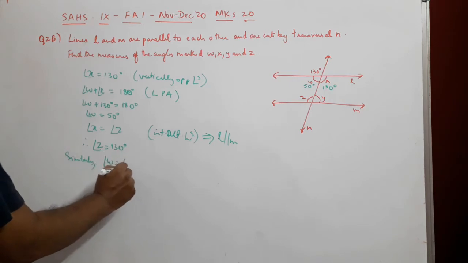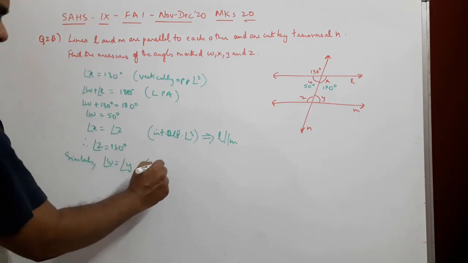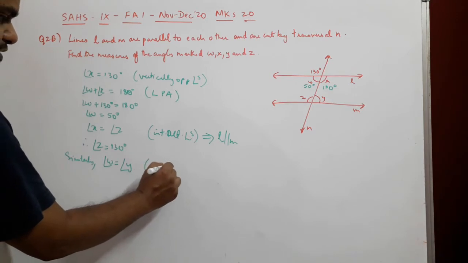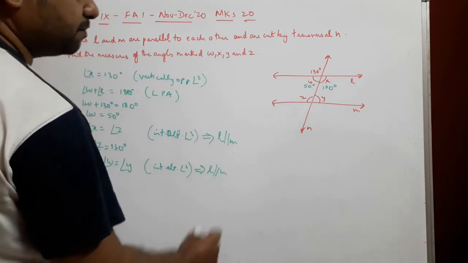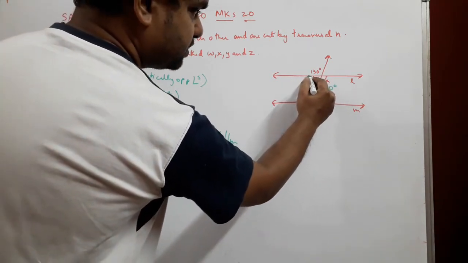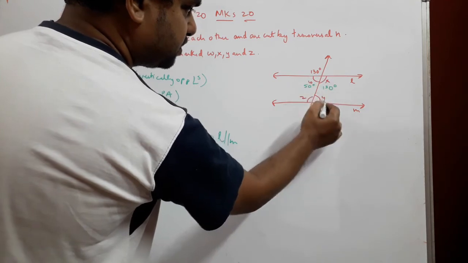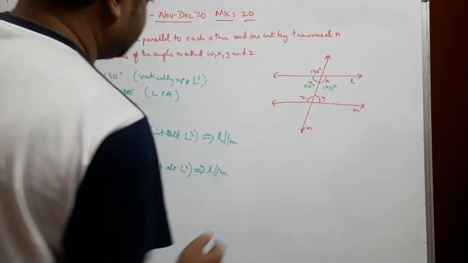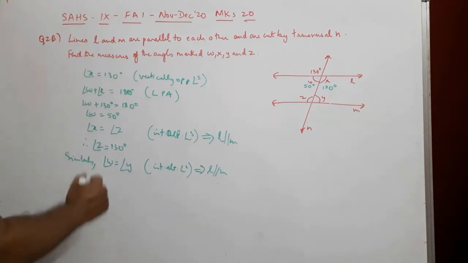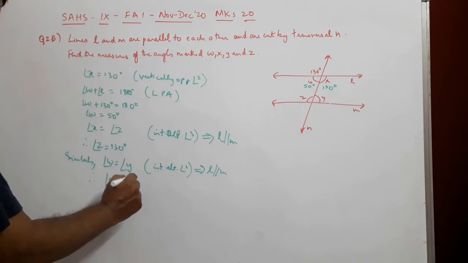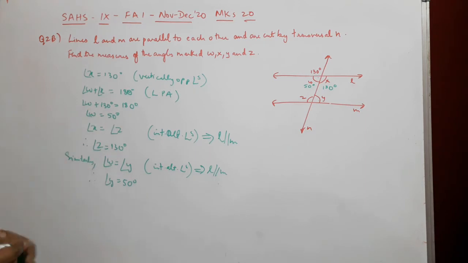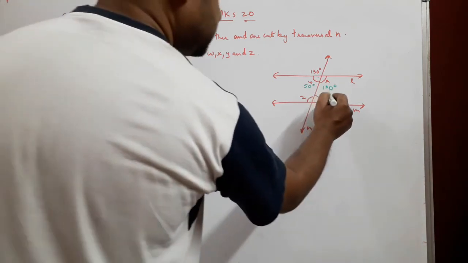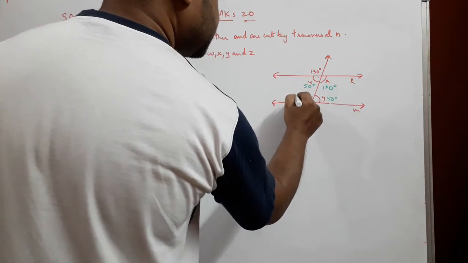Similarly, we can take angle W equal to angle Y. Why? Interior alternate angles. Again, L parallel to M. So this forms a Z if you have a look. And when they form a Z, the angles formed in that Z are interior alternate angles and they are equal. So therefore, we can say angle Y equal to 50 degrees because W is 50 degrees. So this is how we get all the angles. This is 50 degrees, this is 130 degrees.